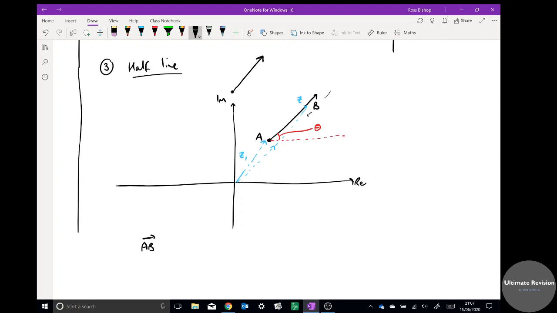So the vector A to B. Well, how do I get from point A to point B? Point A to point B. Well, I must go minus z1.